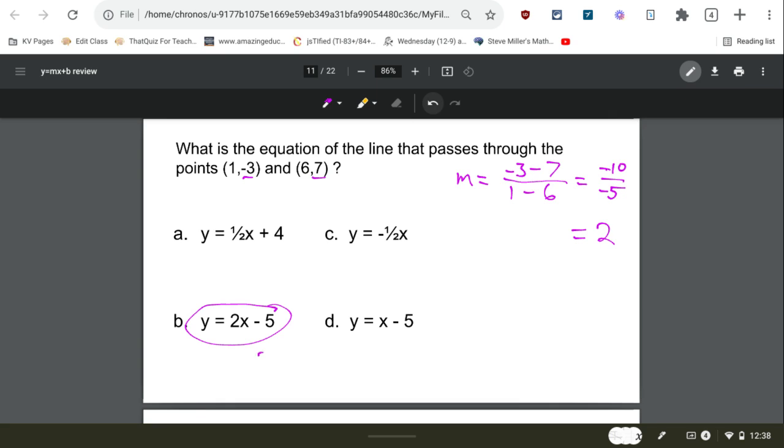Notice here, if I plug in 6 for x, 2 times 6 is 12. 12 minus 5, and I get 7 back. So you could confirm your answer.